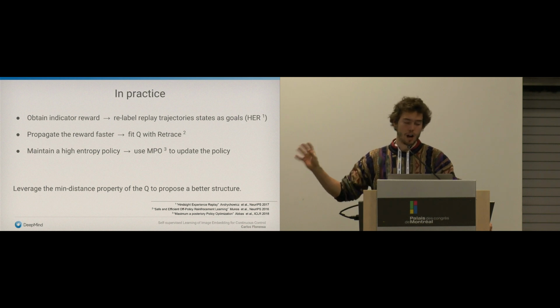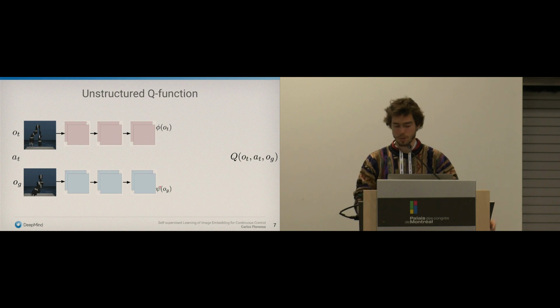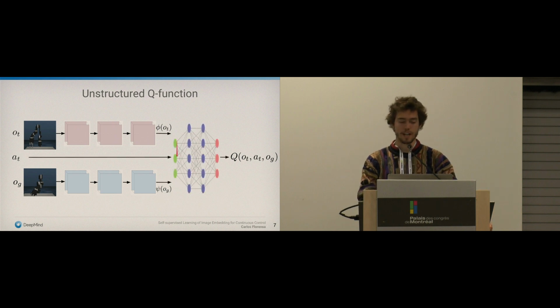And finally, another main contribution that we have is to leverage this minimum distance property of the Q that I introduced before to propose a better structure for the Q, and we'll see that we learn better with that. A standard unstructured Q function would take the current observation and the goal observation, embed them, possibly with different embeddings, and then just concatenate everything together with the action and give us the Q.